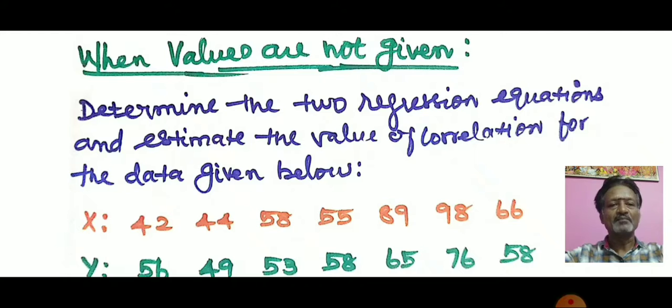In the example sum, they have asked you to calculate the two regression equations, x on y and y on x, and also estimate the value of correlation. So here the two variables x and y are given. The x variables are 42, 44, 58, 55, 89, 98 and 66. So here how many values are given? 7 values are given. And in the y series the values are 56, 49, 53, 58, 65, 76 and 58.